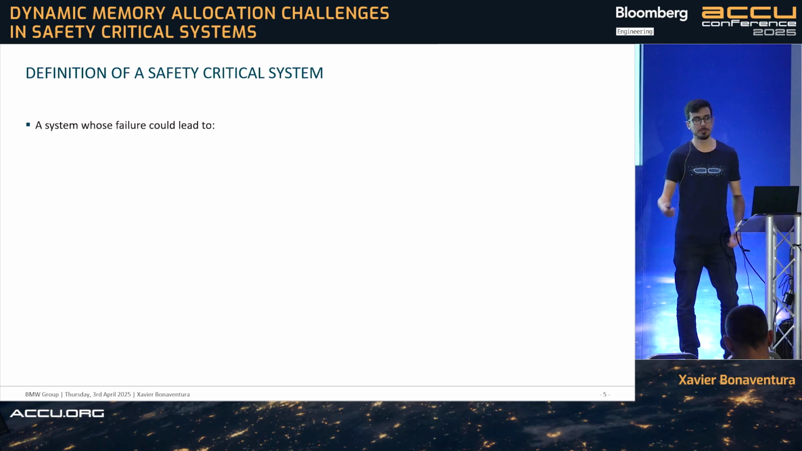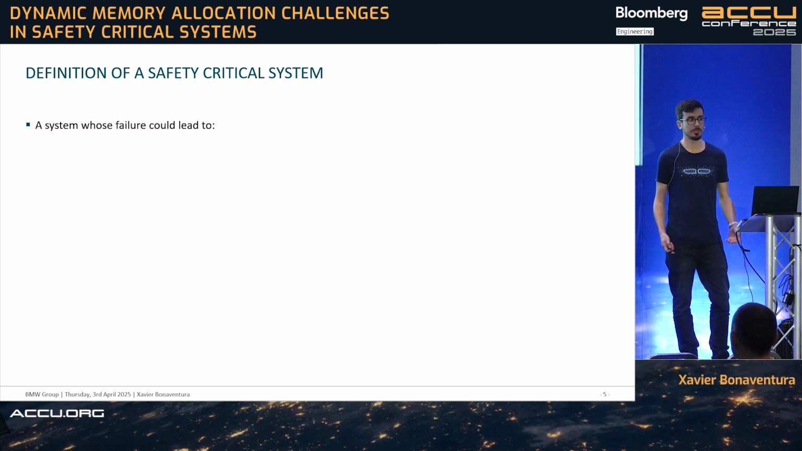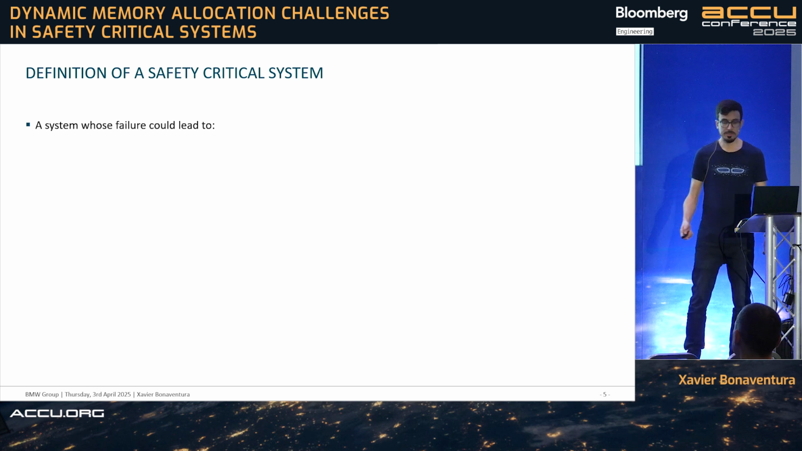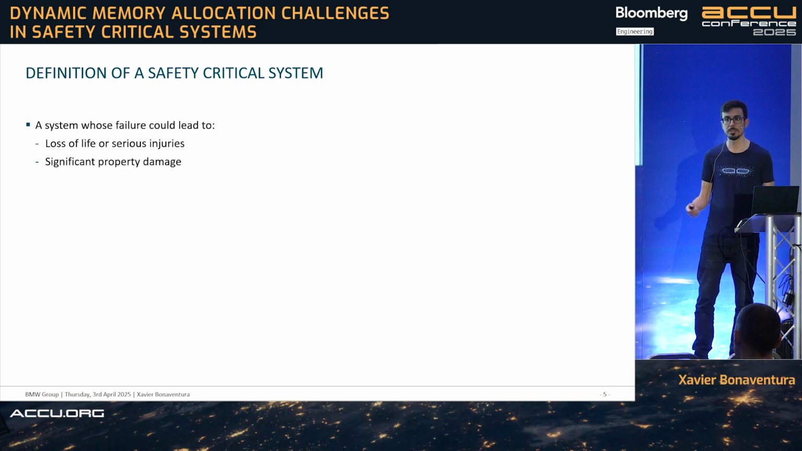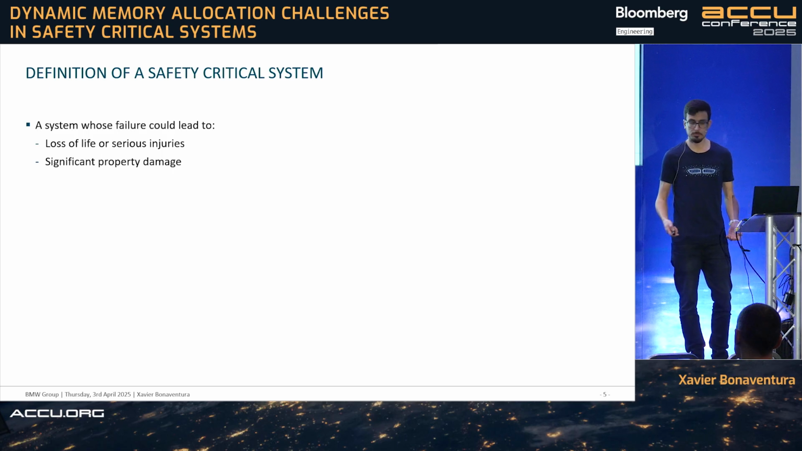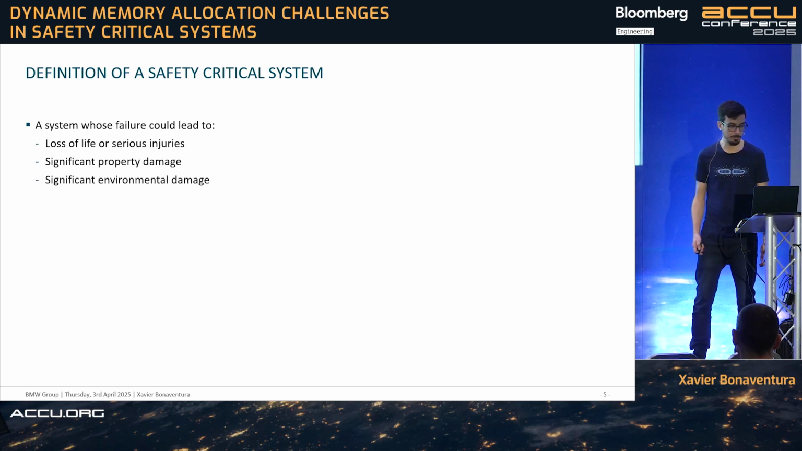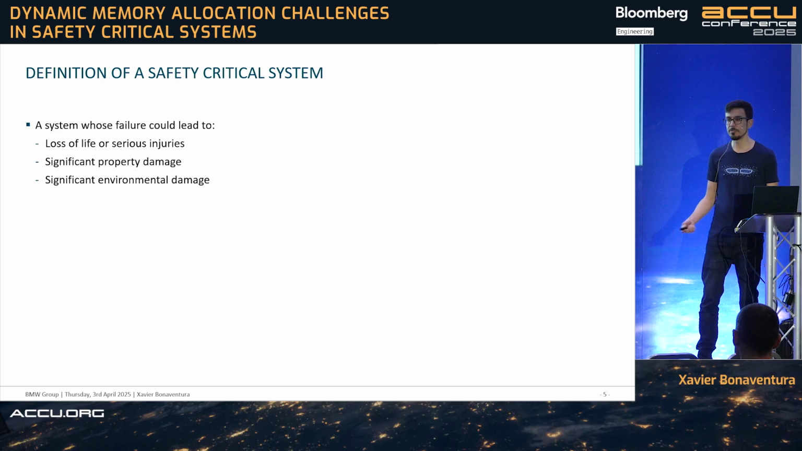First of all, sometimes there are some misunderstandings, and we should start with defining what a safety critical system is. Basically, it's a system whose failure could lead to one of the following: a loss of life or serious injuries, significant property damage, buildings, you name it, or significant environmental damage.